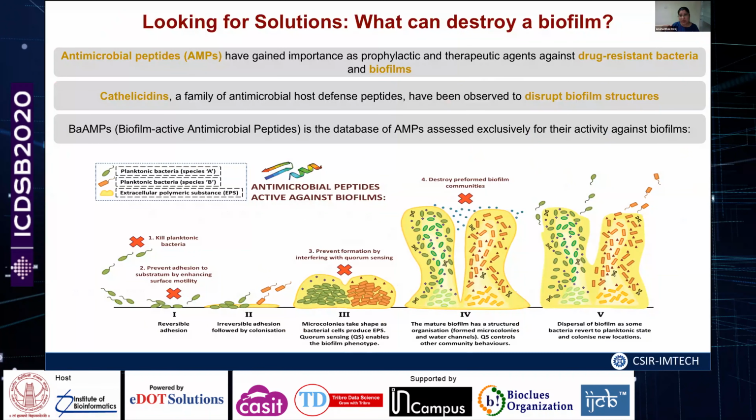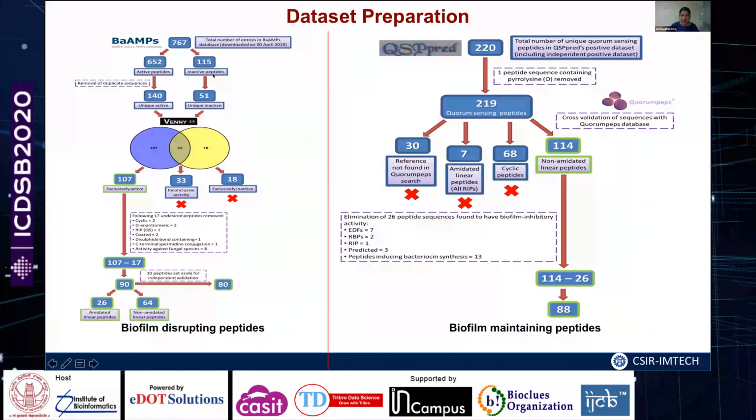And just to go forward, what do we have to destroy them? Our own body actually produces antimicrobial peptides that can act against biofilms and give us indications that peptides can be one way of disrupting the biofilm structure, and that is what we did. We looked at a few databases like BaAMPs and CAMPs, and we generated a repository of biofilm-active peptides that work on all these stages. And then we took biofilm-disrupting peptides as our initial positive data set for machine learning, and biofilm-maintaining peptides as the negative data set.